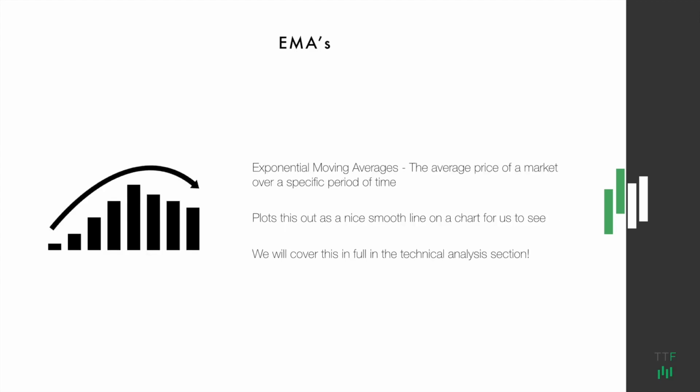We then have EMAs. EMA stands for exponential moving average, the average price of a market over a specific period of time. What this does is it plots out a nice smooth line on a chart for us to see. So we can see very obviously whether we're in an uptrend, whether we're in a downtrend, or whether we're in a sideways consolidation.